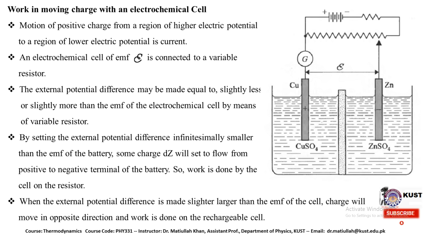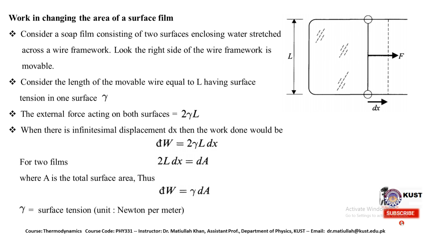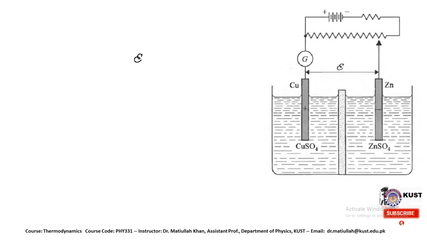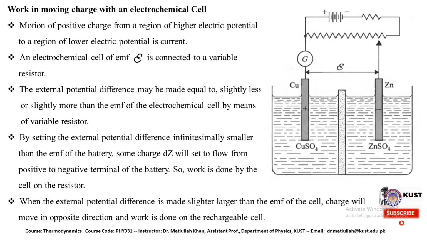So this is actually a three-dimensional system. In this lecture we discussed the work done in changing the length of a wire, the work done in changing the area of a surface film, and finally, for the three-dimensional system, we discussed the work done in moving charge with an electrochemical cell. That is the charging and discharging process. So this is about today's lecture.